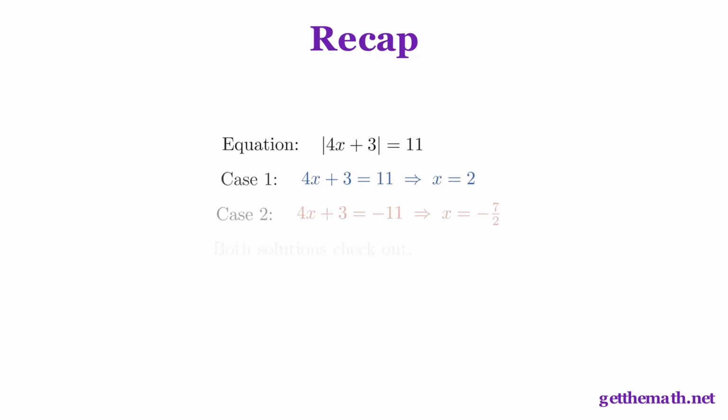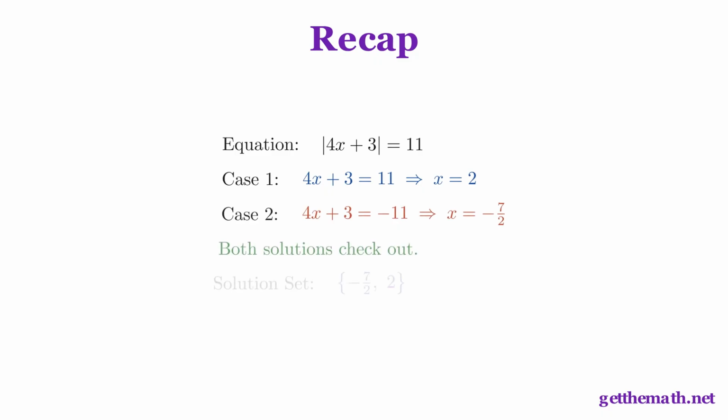Let's recap everything. The equation was, the absolute value of 4x plus 3 equals 11. We split into two cases. Case 1, 4x plus 3 equals 11. Subtract 3. 4x equals 8. Divide by 4. X equals 2.